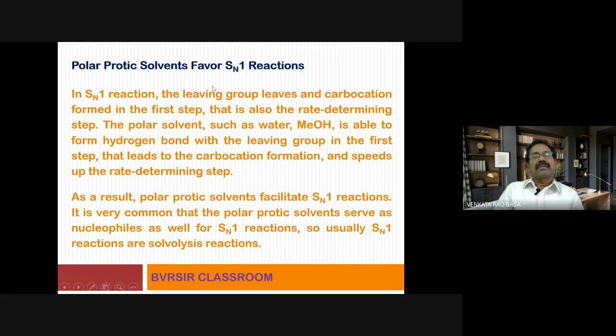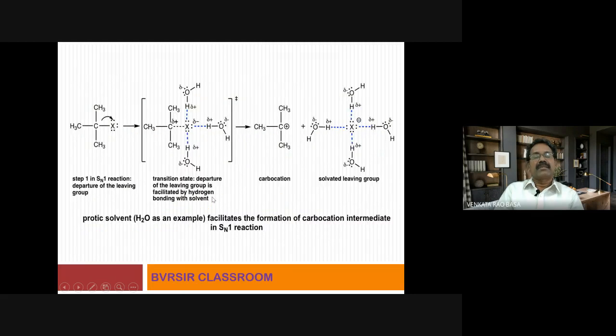Polar protic solvents favor SN1. I already just now told this point. So polar protic solvents favor SN1 reaction. Why is it like that? The polar solvent such as water, methyl alcohol is able to form hydrogen bond with the leaving group. You remember this point, please. I'll show you this. And this is the alkyl halide.